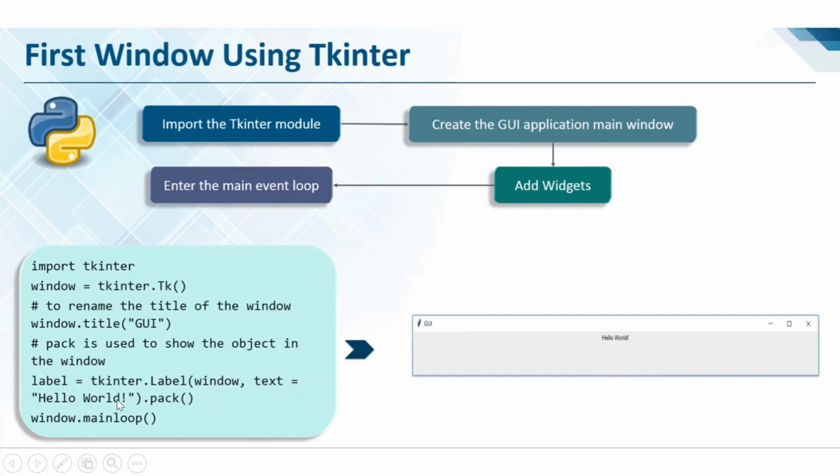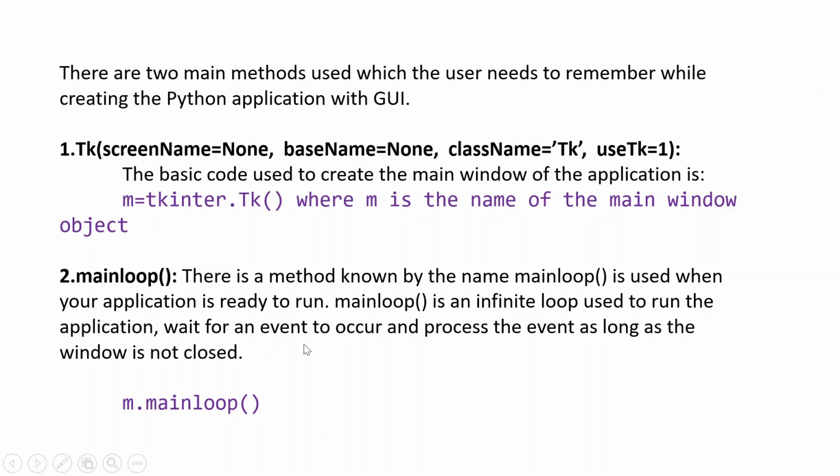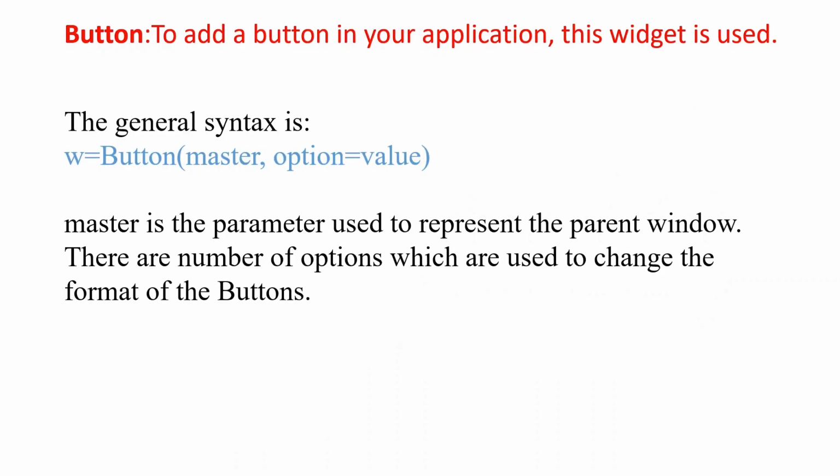We give Hello World inside the text, and we have to use the pack function, which will pack the data for that widget. One more function that we always have to use in the Tkinter module for creation of a GUI is mainloop. So this is the name of your window dot mainloop. When we call it, this window will be created, and it will wait for events to occur and process them as long as the window is not closed.